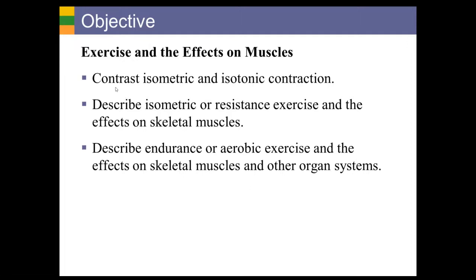I'm going to move on to exercise and the effects on muscles. First, we're going to contrast isometric and isotonic contraction. We're going to describe isometric and resistance exercise and the effects on skeletal muscles. And we're going to describe endurance or aerobic exercise and the effects on skeletal muscles and other organ systems.